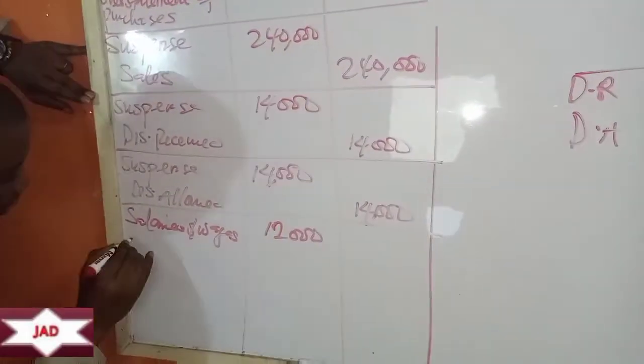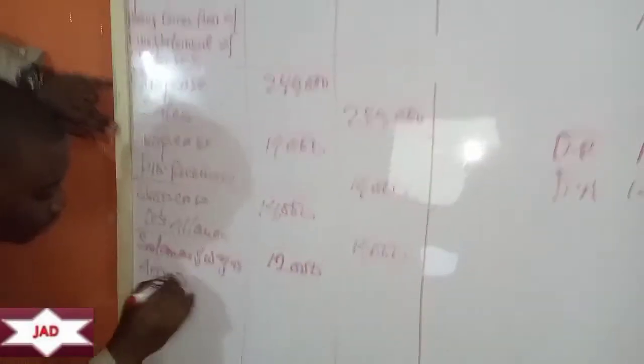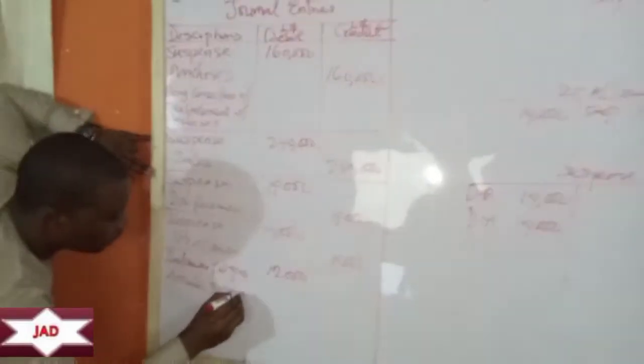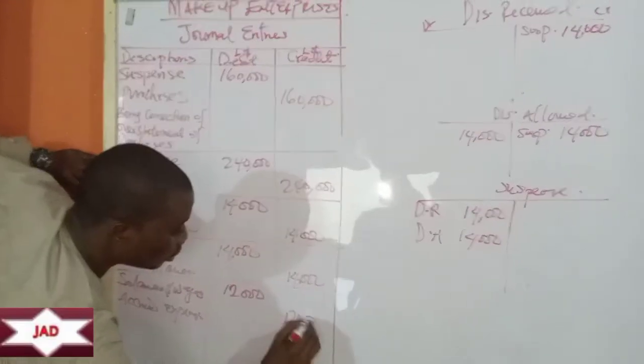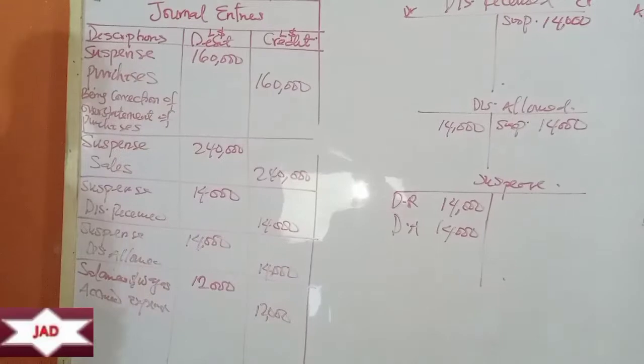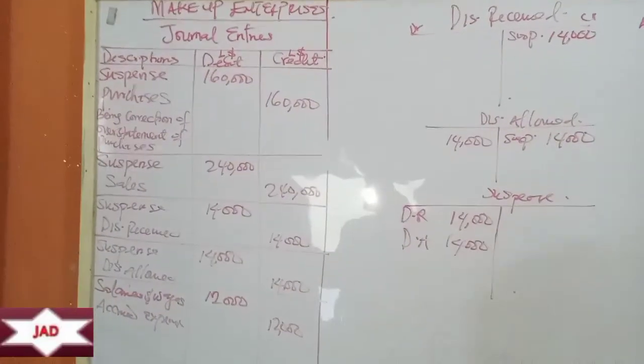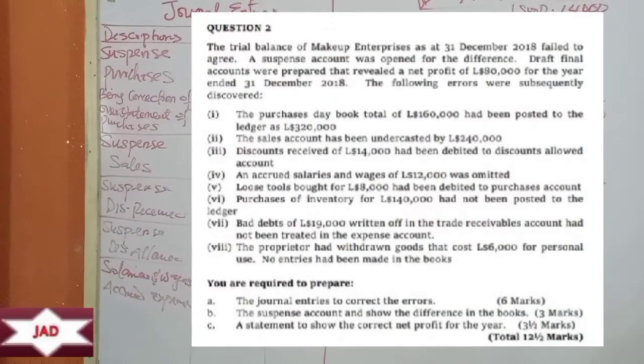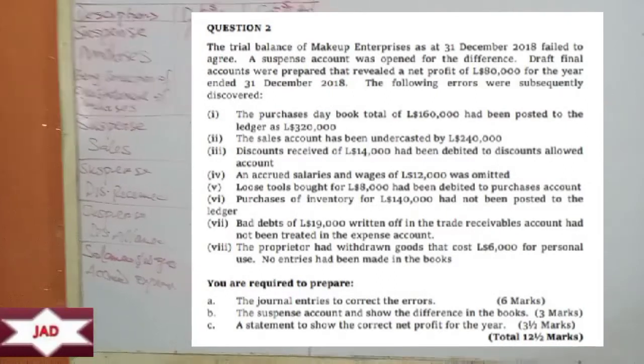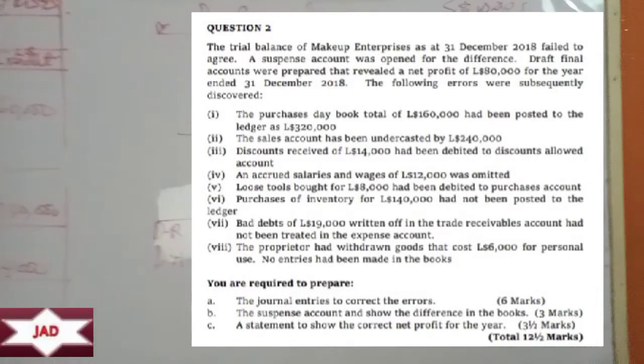12,000 Liberian dollars. They will now have what? Accrued expense. 12,000 Liberian what? Dollars. So the next one there. Loose tools bought for 8,000 Liberian has been debited to purchases account.